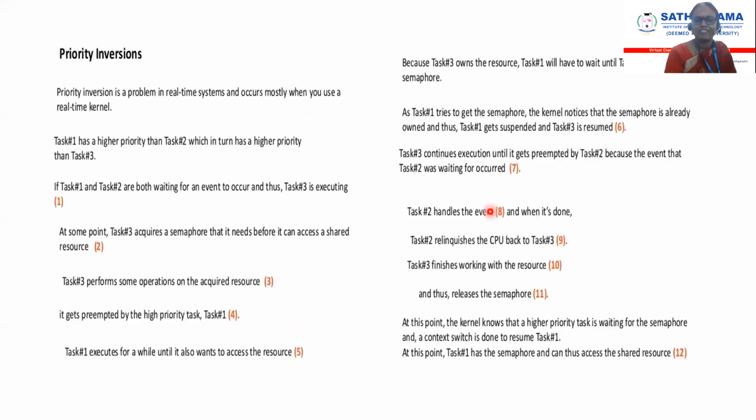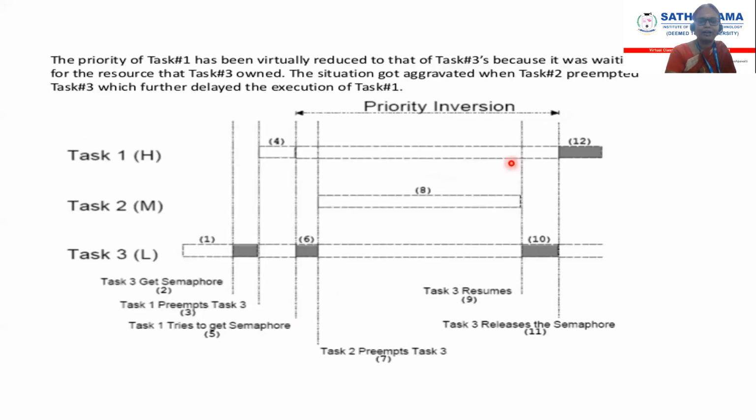Okay. Now the seventh step. Task 3 continues to execute until it gets preempted by task 2. Once that happens, task 2 enters the region. In the eighth step, task 2 preempts task 3. Task 2 is earlier than task 3, so it now takes the position. Just see at this eighth position, task 2 is taking the position, so it is executing.